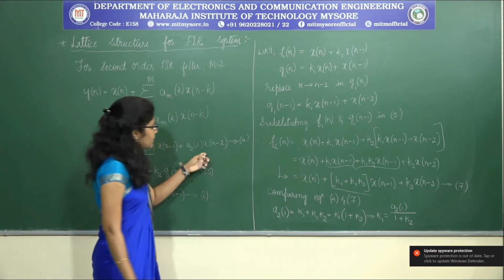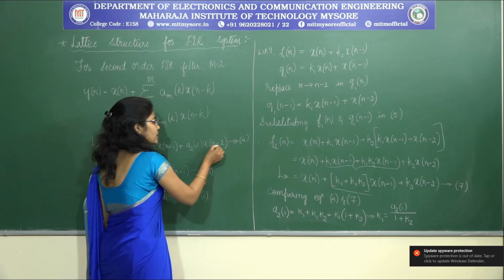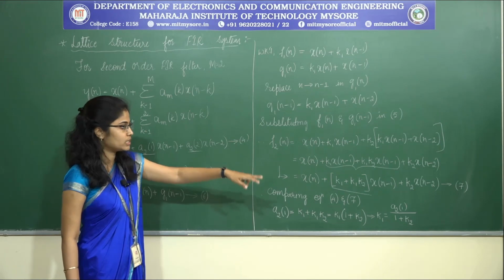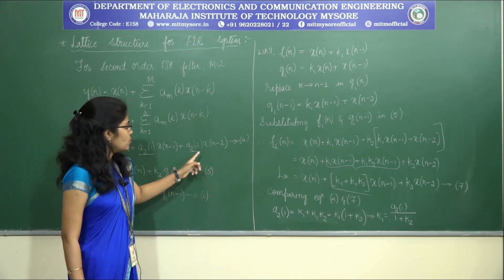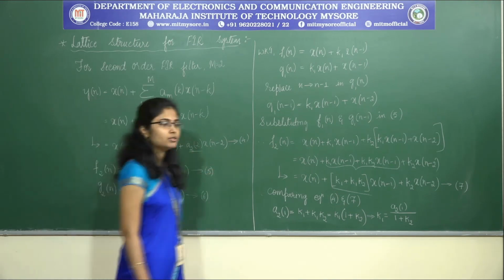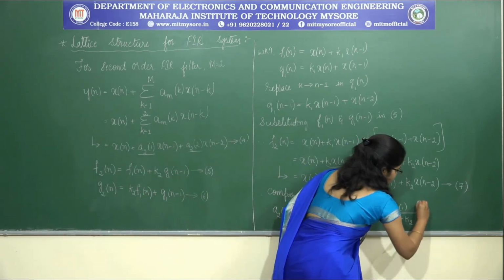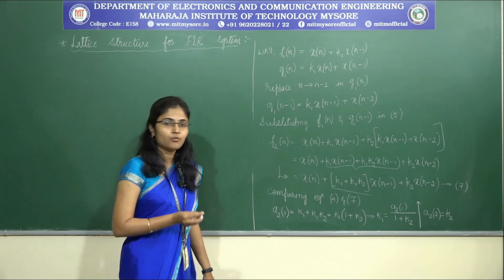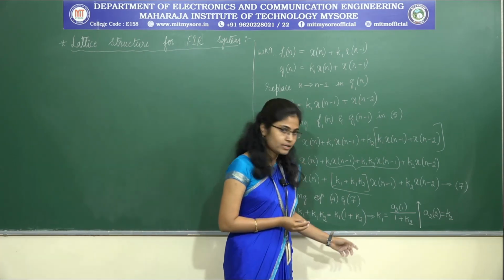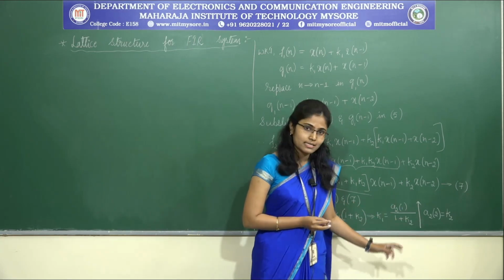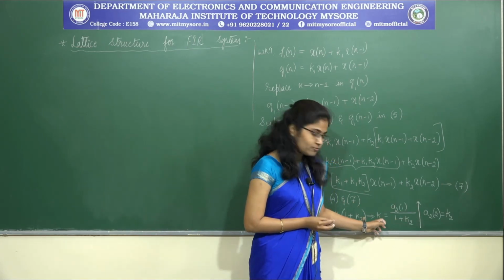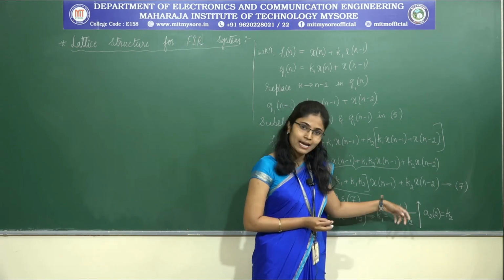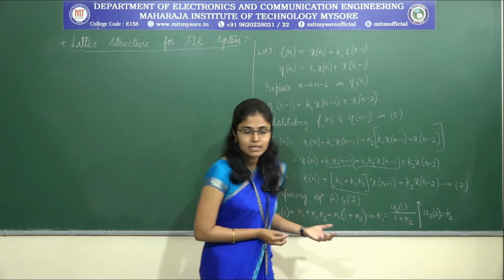Now, if I compare the coefficient of x of n minus 2 in equation 4 with the coefficient of x of n minus 2 in equation 7, what is a2 of 2 equal to? It is equal to k2. So what we got is a2 of 2 is equal to k2. Therefore, what can we conclude? We can conclude that the reflection coefficients k1 and k2 of the lattice structure can be obtained from the coefficients am of k and am of m from that of the direct form structure.